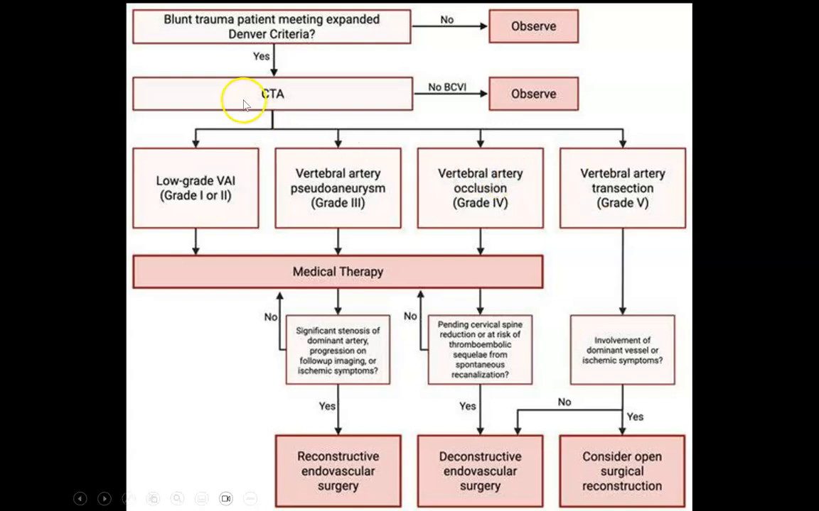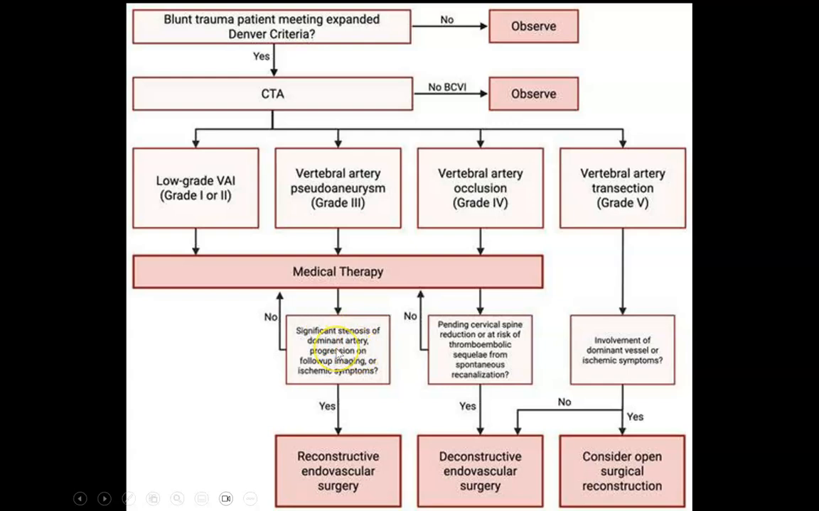So after CT angiography, normal, observe. Abnormal, what type? If it is grade 1 or 2, which is narrowing less or more than 25%, you give medical therapy. If it is pseudoaneurysm, grade 3, you give medical therapy. If it is vertebral artery occlusion, you give medical therapy. Vertebral artery transection, you move directly to open surgical reconstruction. But medical therapy is the anticoagulants and antiplatelets.